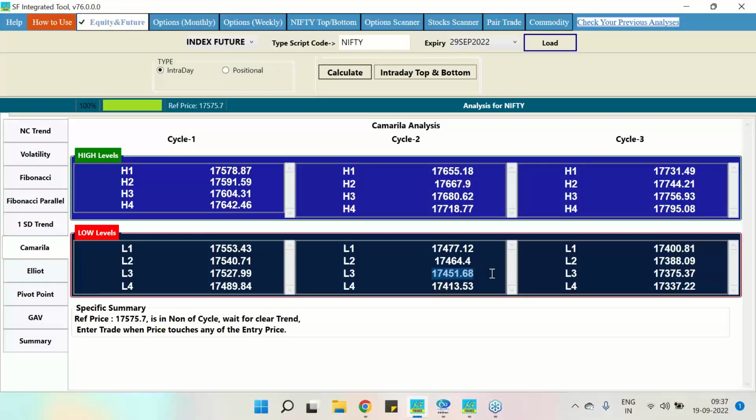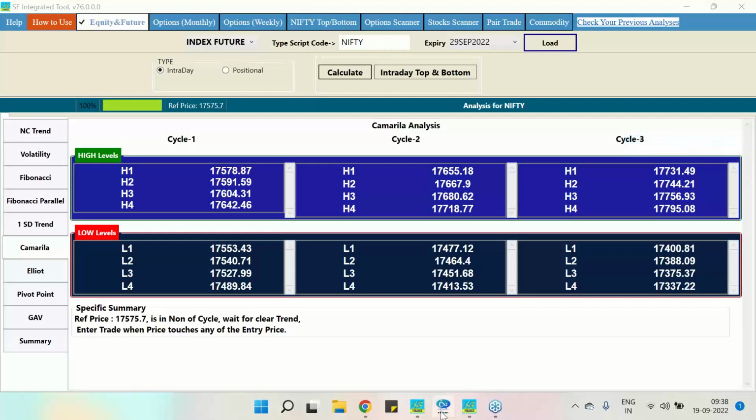17,456. So you can say it has come to cycle 2 level. Till this point it has come to cycle 2 level. Now from here it is moving up. So nothing much we can do. We have to wait for this thing, and we can have a look at that.